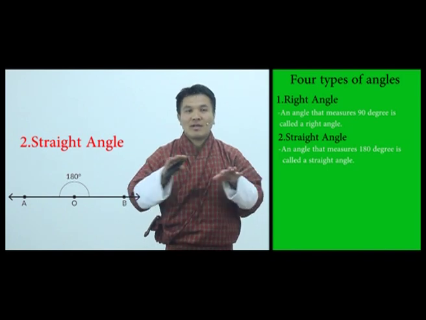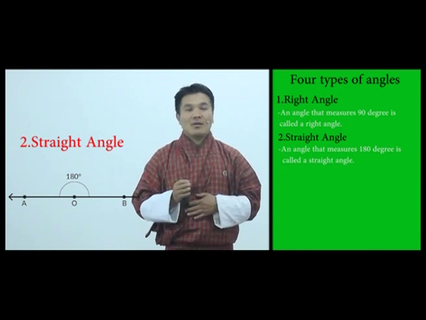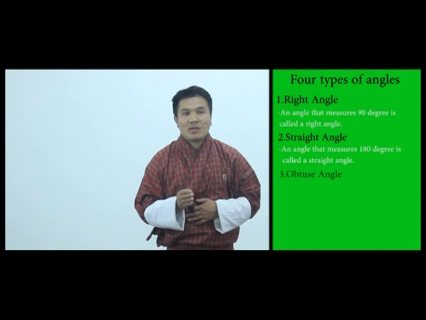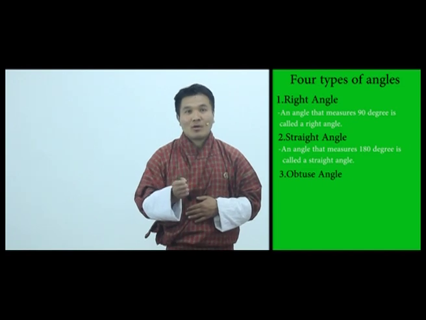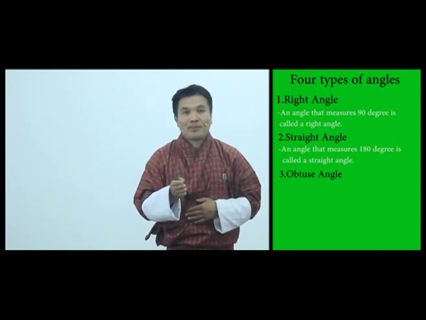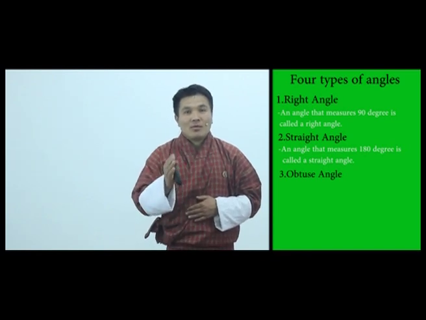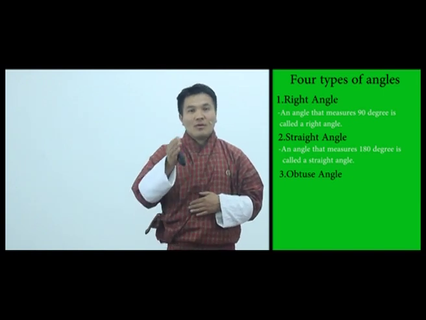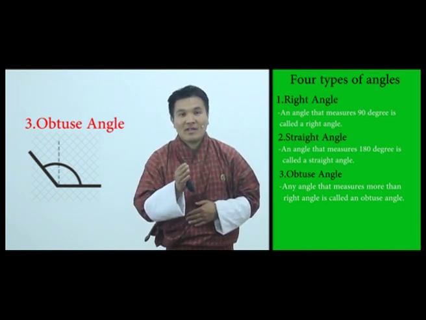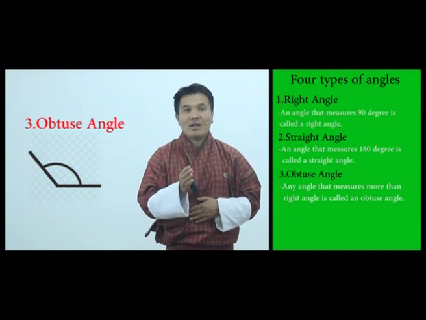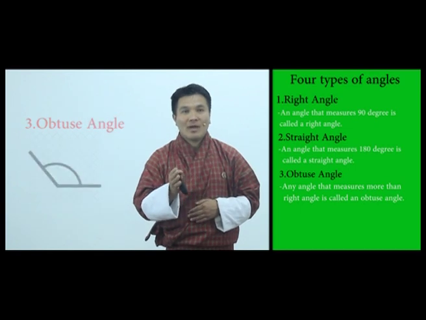So you can think of a straight line. A straight line is a straight angle. Next, the third one is an obtuse angle. I'm starting with the right angle because the rest of the 3 angles are given their names with reference to the right angle. So an obtuse angle is an angle that measures more than 90 degrees, or a right angle. So any angle which measures more than 90 degrees is an obtuse angle.